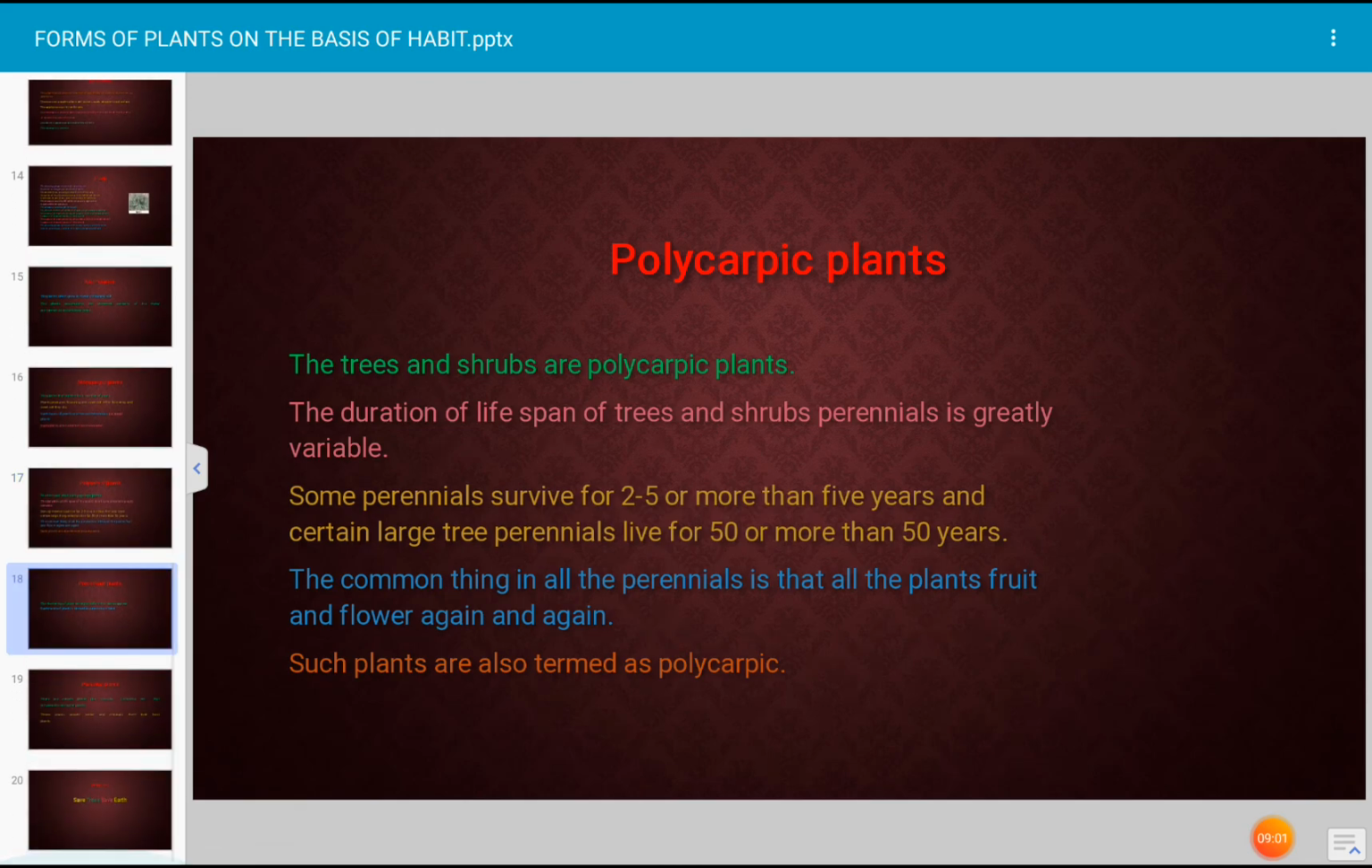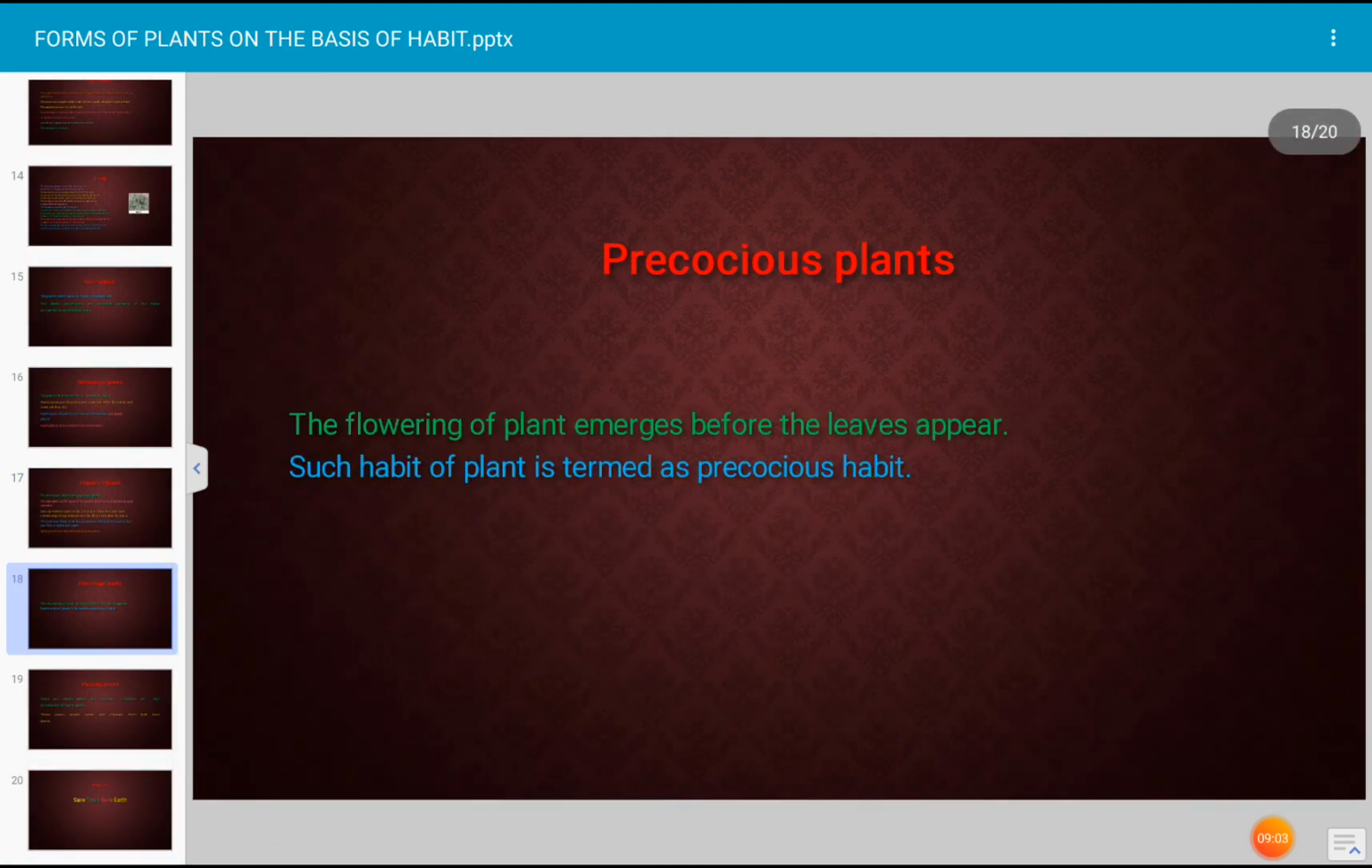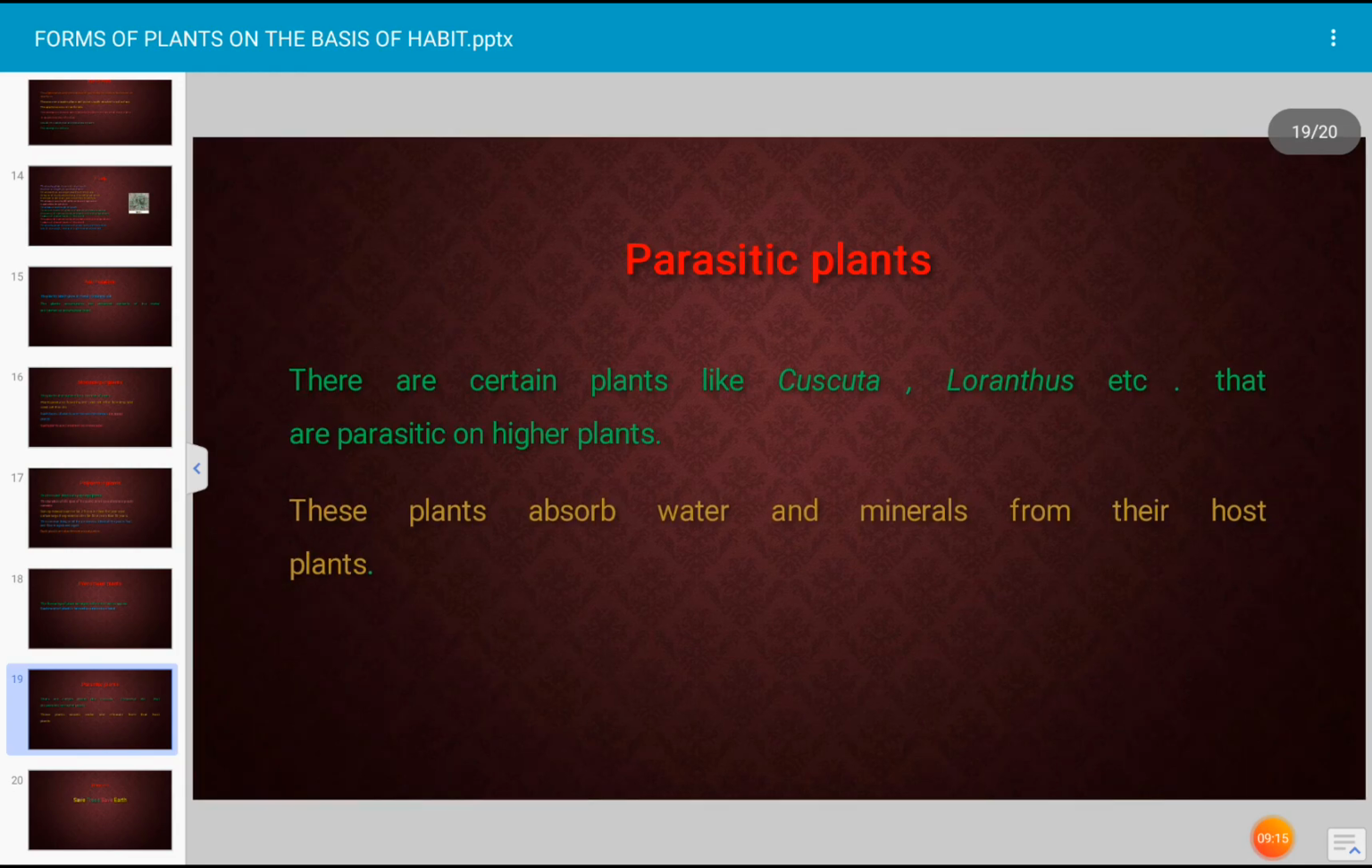Okay, next, precocious plants. The flowering of the plant emerges before the leaves appear. Such habit of the plant is termed as precocious habit. Next, parasitic plant. Again, there are certain plants like Cuscuta, Loranthus, Striga that are parasitic on higher plants, and these plants absorb water and minerals from their host plants.